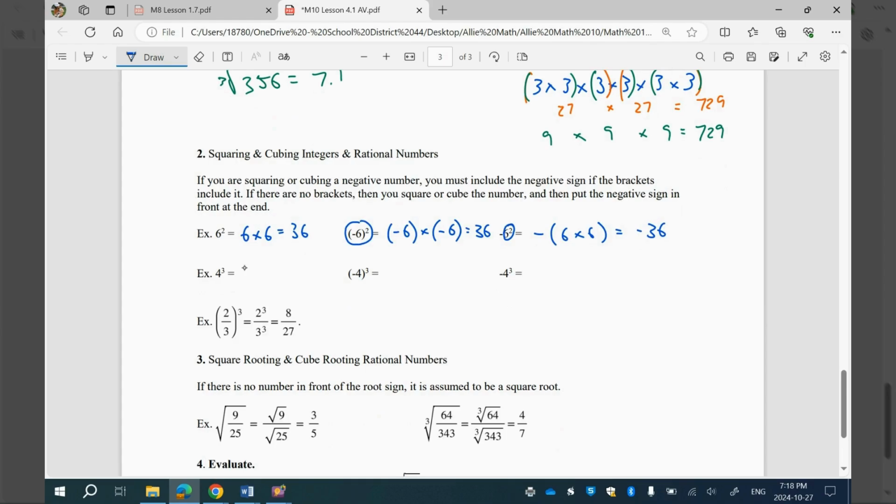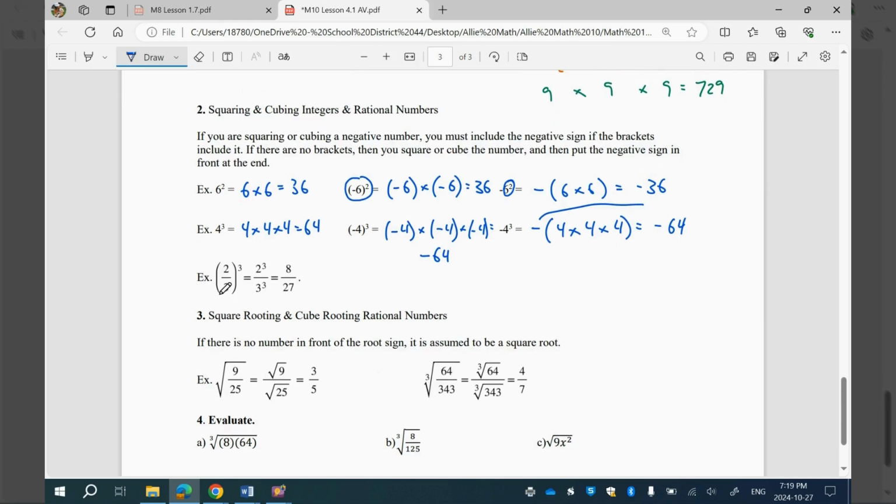And the same goes for cubes. Here we have 4 times 4 times 4, 64. Here, the negative's inside the brackets, so it's going to be multiplied as well. So negative 4 times negative 4 times negative 4 equals negative 64. Negative 4 times negative 4 is a positive 16, and then positive 16 times a negative 4 is negative 64. Now here we have a negative, and then on the inside 4 times 4 times 4. So the negative comes over, and the 64 stays, so negative 64.